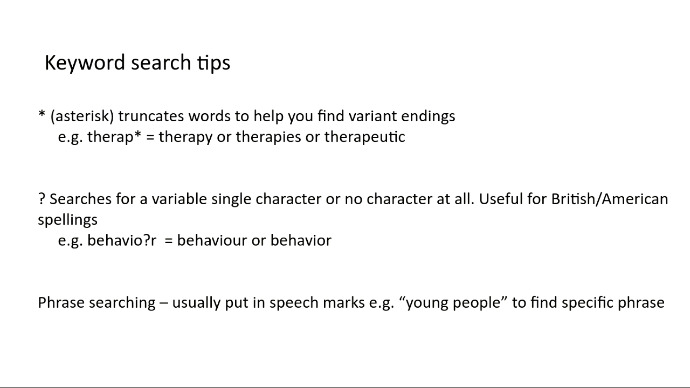The next one is the wildcard, and this is the question mark. This searches for a character or no character, but that character could be absolutely anything. So it's quite useful for British and American spelling. For example, in the slide, we've shown you behaviour, and if we change the U for a question mark, it would actually find both the American and the British spelling of the word.